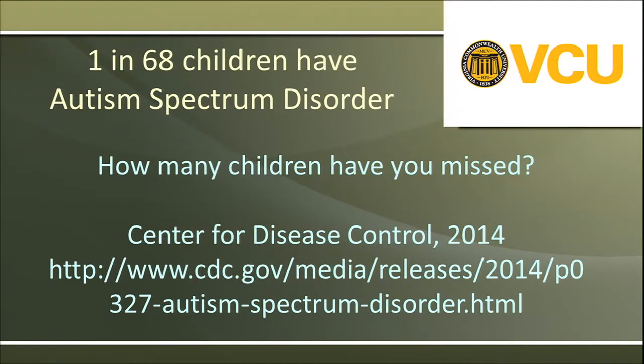Now we have some numbers on the prevalence of autism spectrum disorder. 1 in 68 children are now believed to have ASD. These are numbers released by the Centers for Disease Control, and you can find information on that stat at the link provided here. This is very alarming, and so it really speaks to the need to make sure we're screening, so we're identifying children at a very young age and moving them to intervention services.